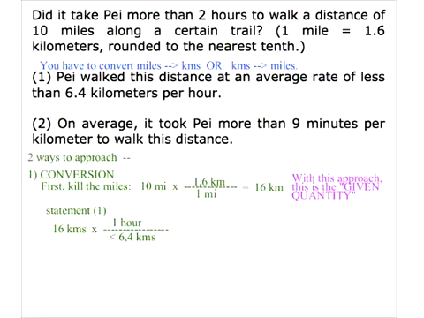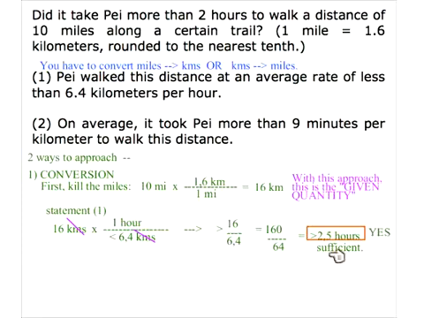So this is going to give you more than. And then we have to just do the arithmetic. The kilometers are gone, and so 16 over 6.4. You guys see how it's going to work out. So that means 160 over 64, which looks like we can divide that by 16. So that's 10 over 4. That looks like it's more than 2.5 hours. So this is going to be sufficient because the question is, did Pay take more than 2 hours? So this would be sufficient because that's a yes.